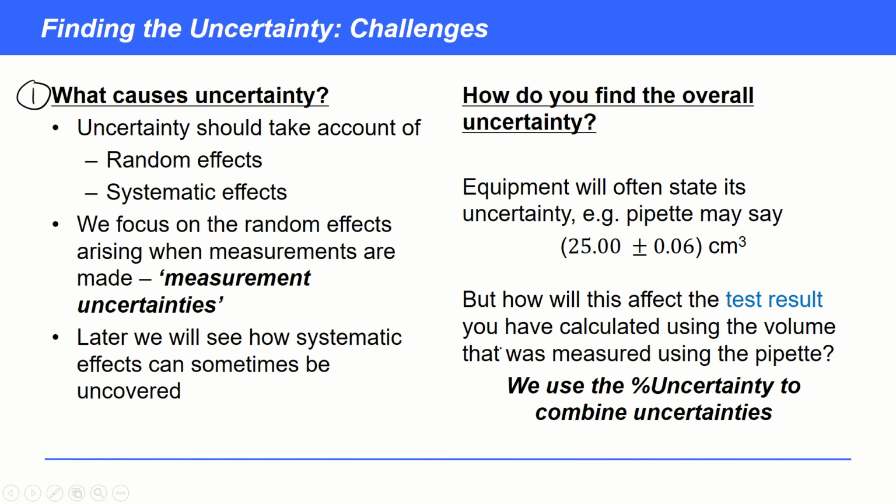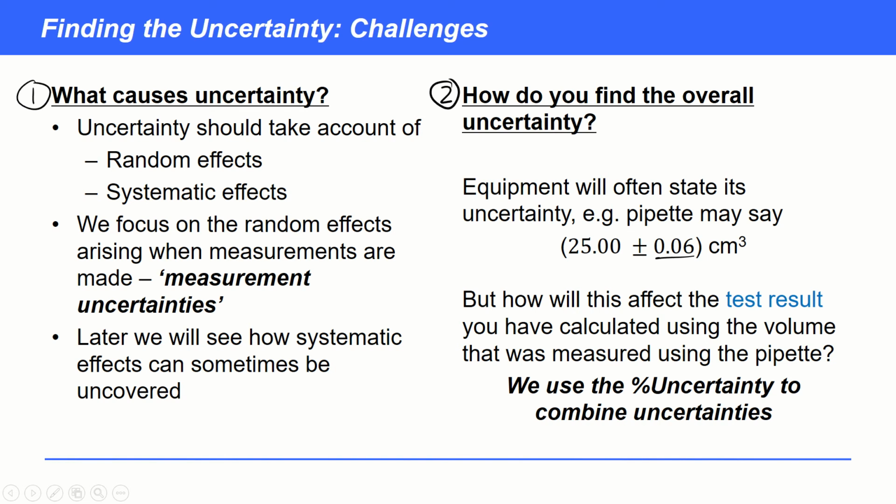The second issue is, how do we actually find the overall uncertainty? Now, equipment will often state its uncertainty on it. So if you use a 25 milliliter pipette, then it will say on the side that the uncertainty is plus or minus 0.06 centimeters cubed. But that's only one bit of equipment that I use. So how will this uncertainty affect the test result, the final titer or concentration or mass that you calculate using the volume measured by that pipette?